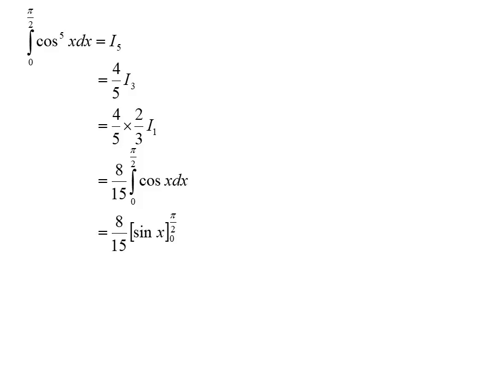So we have to find I5. I5 comes from I3, but I3 would be 2/3 I1. But for this one, that's where I've got to stop because I'm reducing by 2. I can't go to I negative 1. That doesn't make sense. So we're just integrating cos to the power of 1. It's still a simple integral to do though. Integrate cos, we get sine. Substitute in, and we have our answer, 8/15ths.